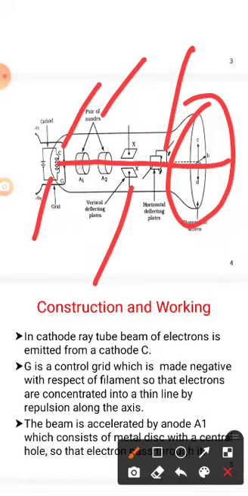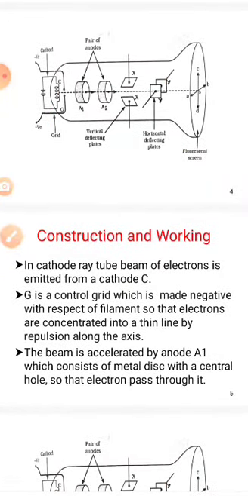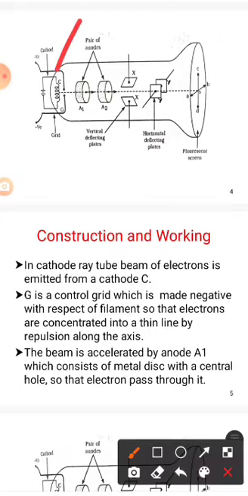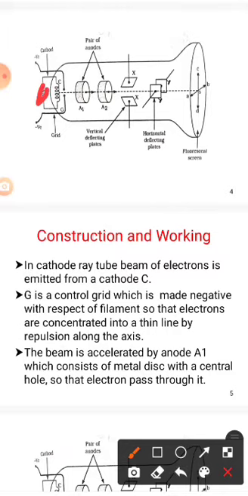What is the construction and working of this CRO? In this block diagram, the cathode is here and we apply a voltage from the battery. The cathode is then heated and emits electrons. In this cathode ray tube, a beam of electrons is emitted from the cathode C.